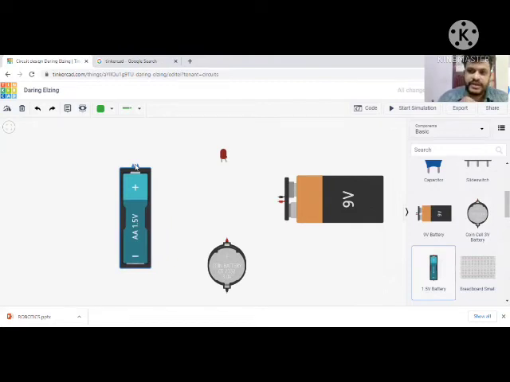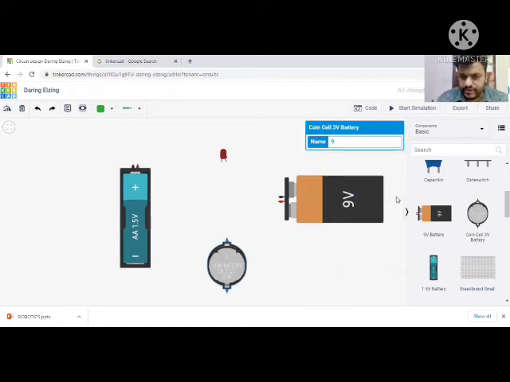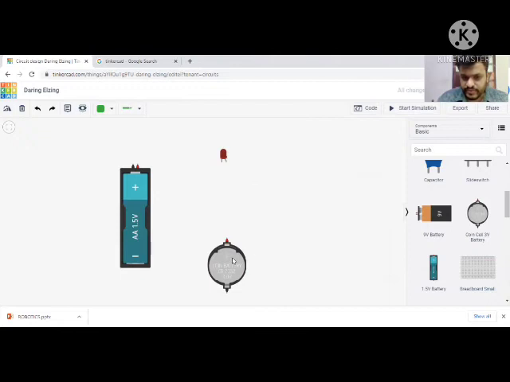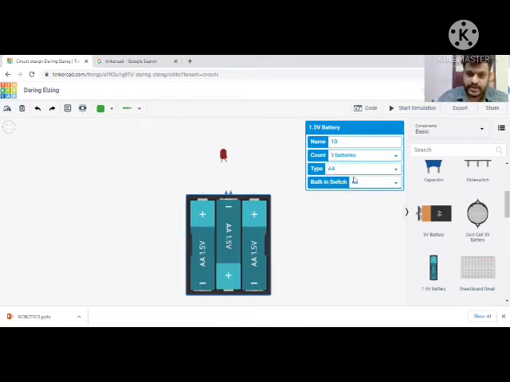For this blinking of LED, we need only this 1.5-volt battery. We don't want these high powered batteries, so we remove them from our screen. Now we bring this here. In order to blink this, we can take 3 batteries. Let us try with 3 batteries.